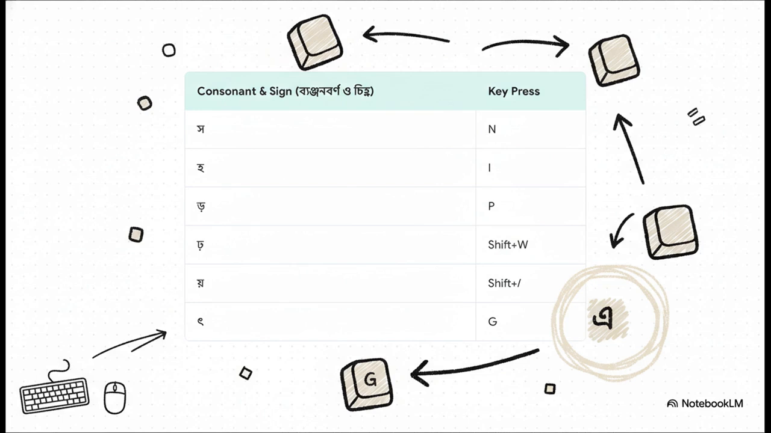And here we have the final consonants. But hang on, pay close attention to the very last one on this list. Th or kondoto. What key is that? It's the G key, the same key we used for long vowels. This is a huge clue for what's coming up next.